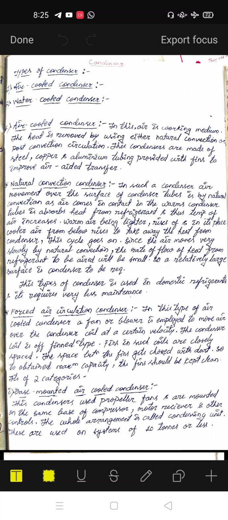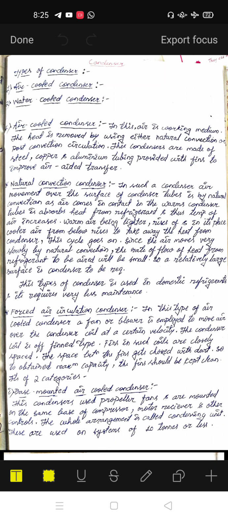The heat is removed by using either natural convection or forced convection circulation. These condensers are made of steel, copper and aluminum tubing provided with fins to improve heat transfer.